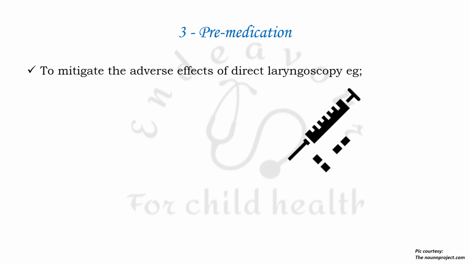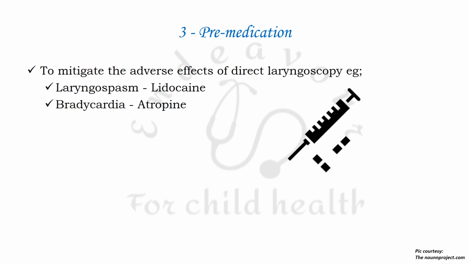Pre-medication involves administering certain medicines to mitigate the adverse effects of direct laryngoscopy. For example, lidocaine for laryngospasm, atropine for bradycardia. Atropine also acts as an anti-sialagogue, that is, it decreases secretions, and blunts the response to neuromuscular blocking agents for management of raised ICP and intra-abdominal pressure.